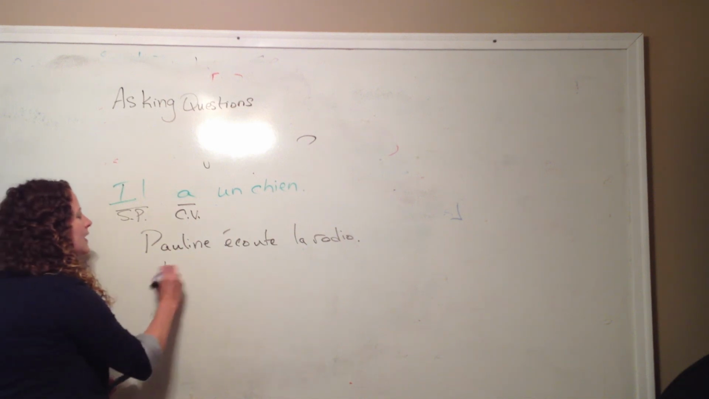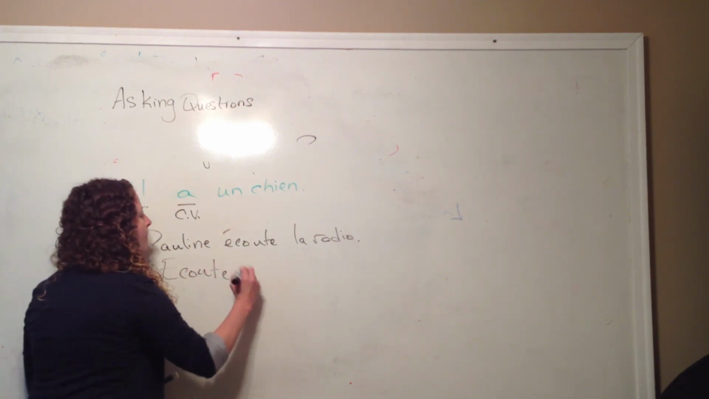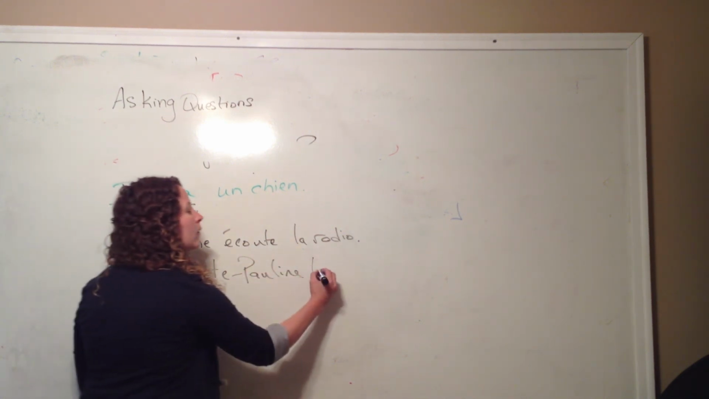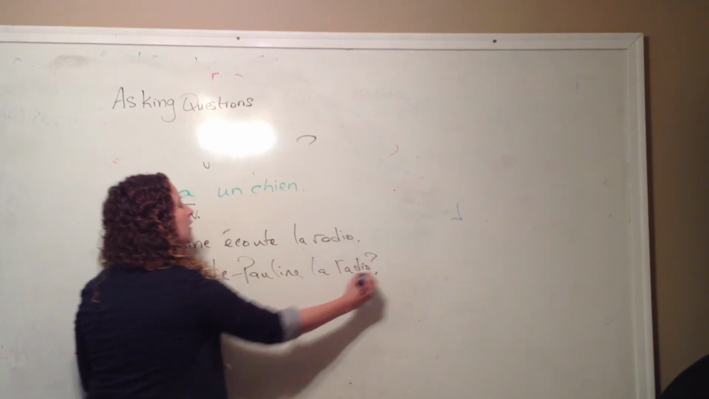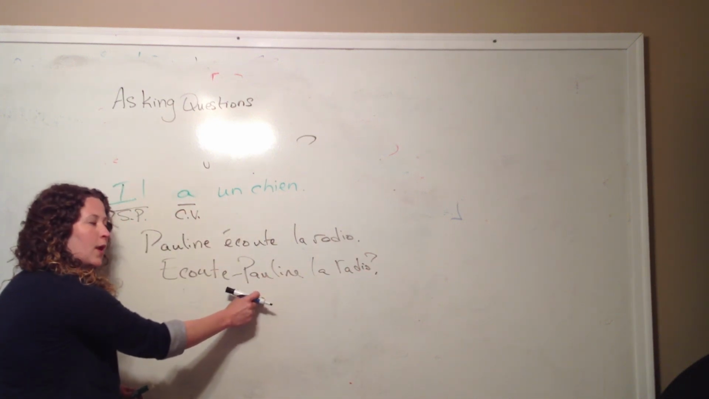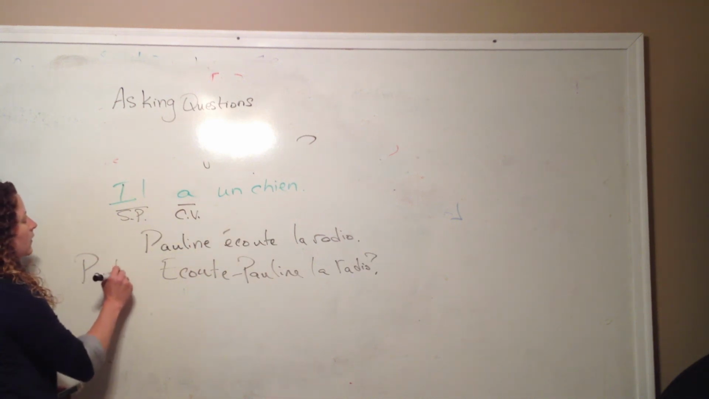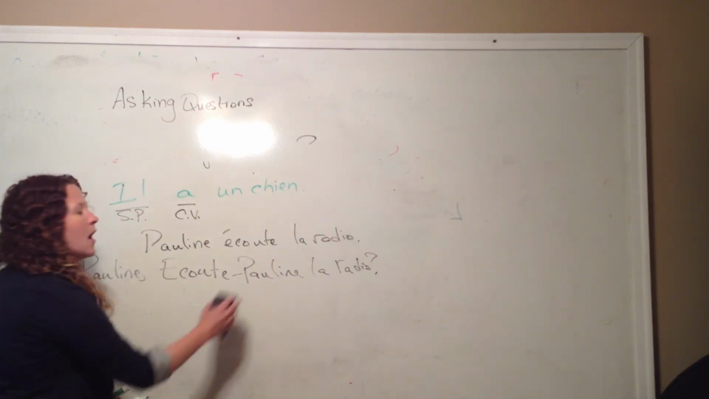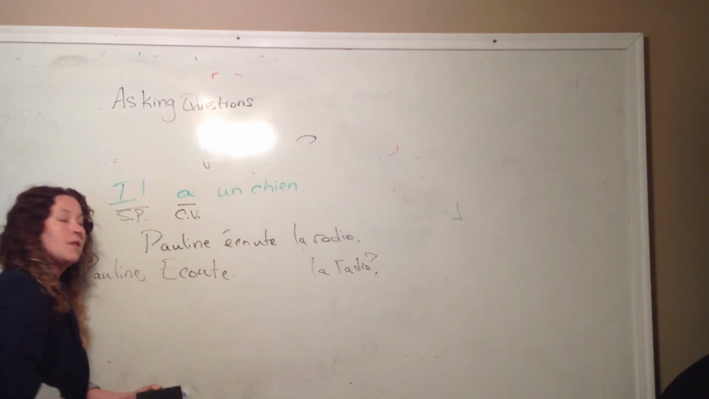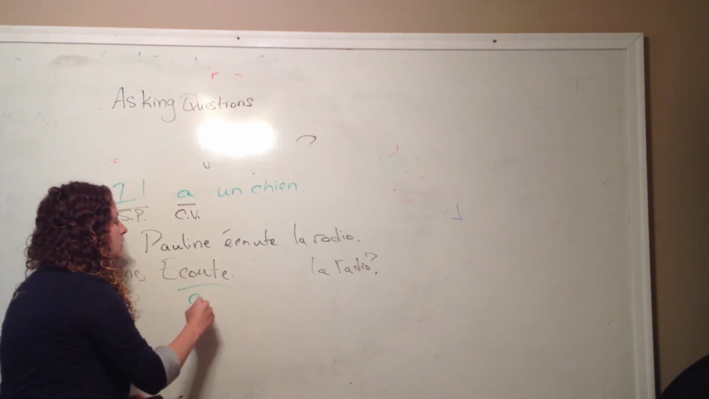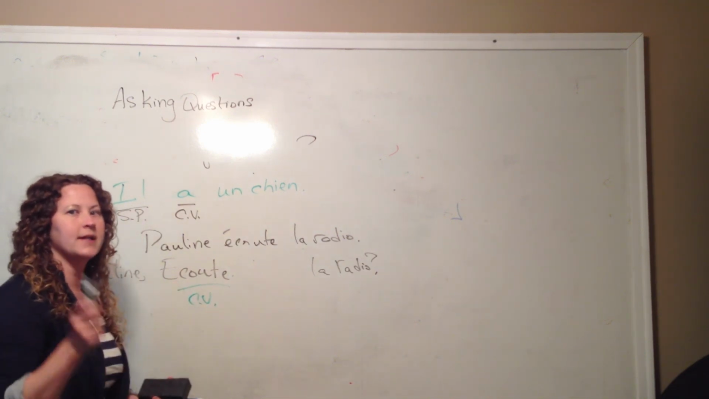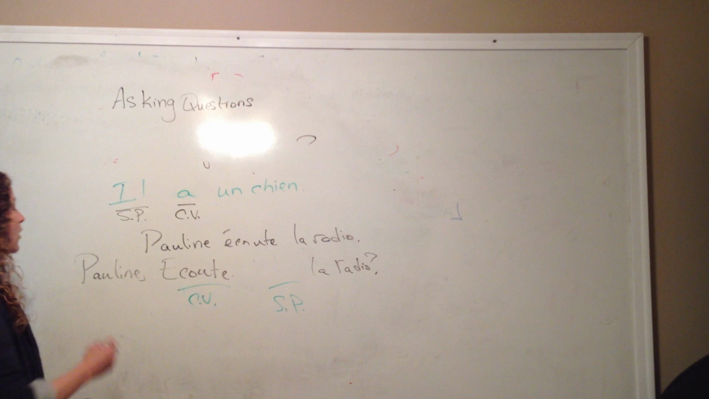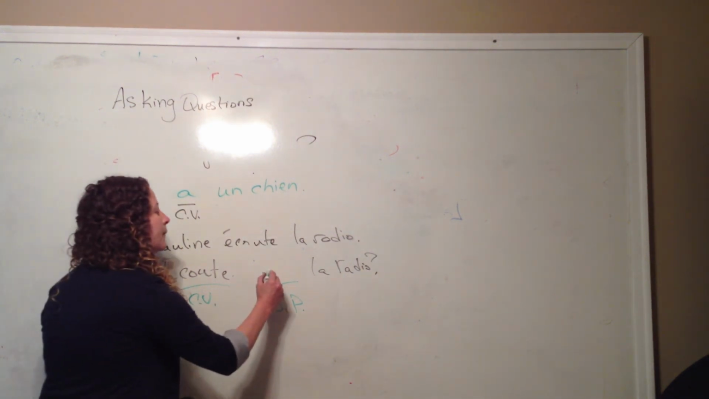So, could I say this? Écoute Pauline la radio? No. Why not? Because I have to use a subject pronoun. Now I could say Pauline on the front of it if I wanted to make sure that she knew I was asking her a question. But I can't put it after this conjugated verb. In order to use inversion, I have to put a subject pronoun after the conjugated verb. And since Pauline is a girl, I would use elle.